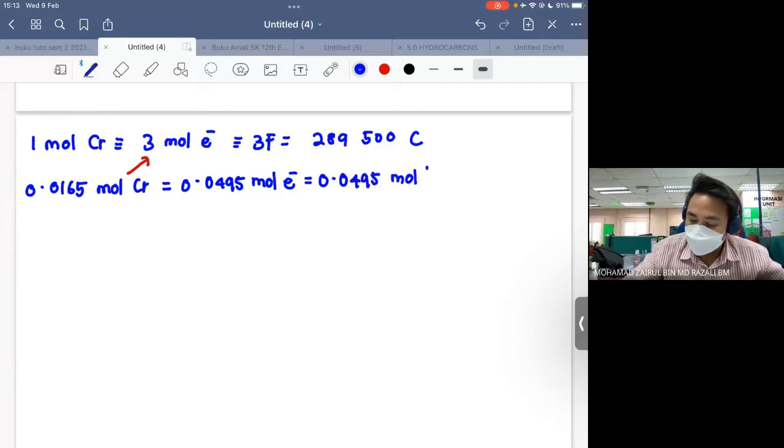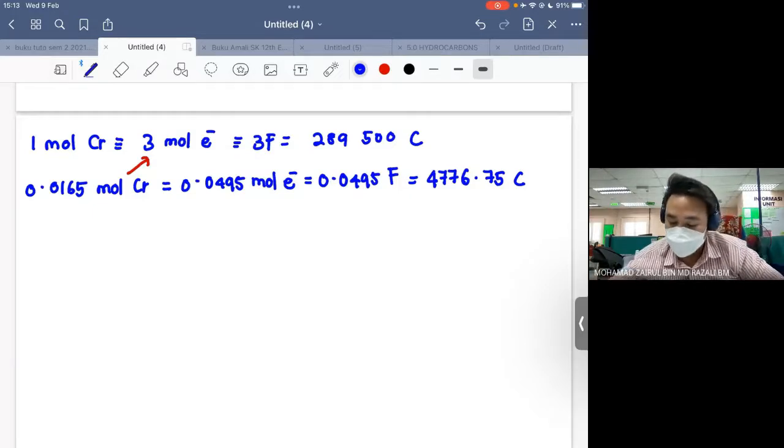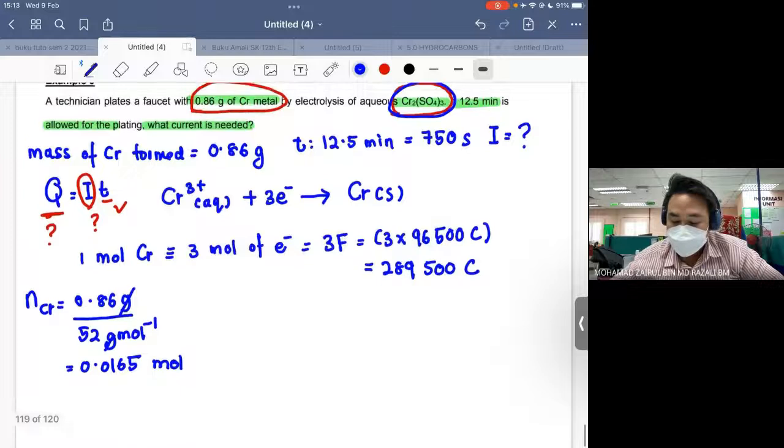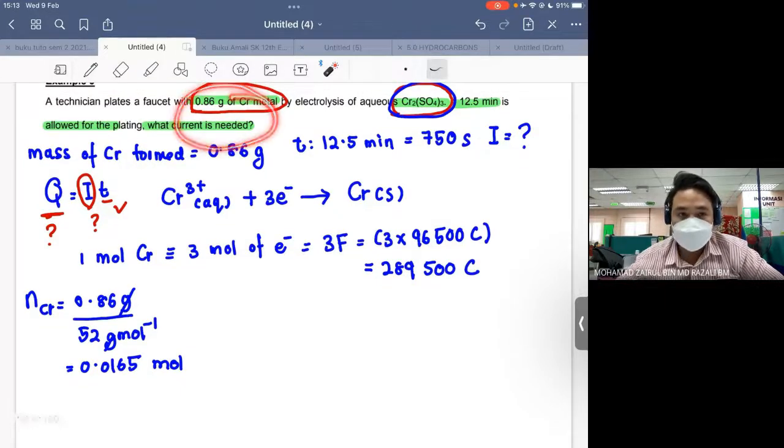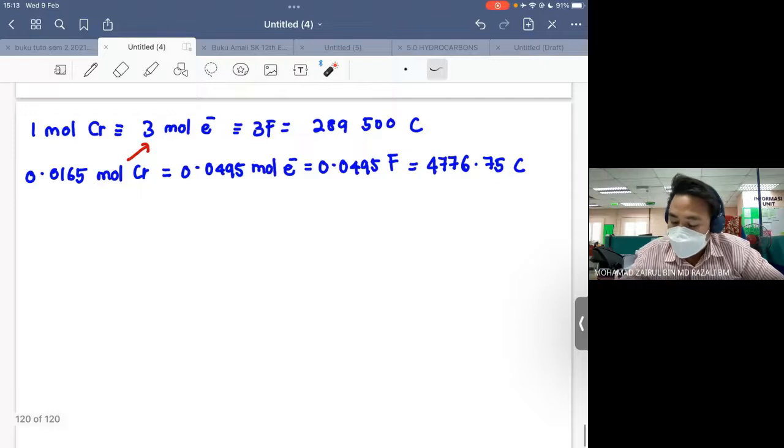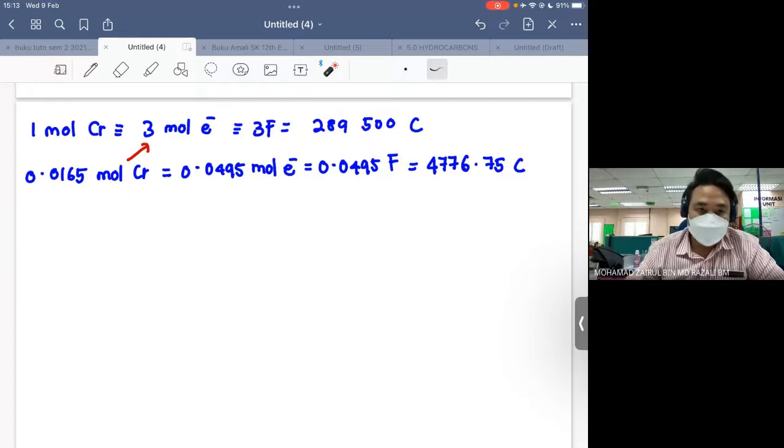Okay, dan 0.0495 mole of electron is equal to 0.0495 Faraday. Dan bersamaan kalau awak kira charge dia, guna ratio ni, so hopefully awak tak ada masalah nak guna ratio, is equal to 4,776.75 coulomb. So maksud dia, in order to produce 0.86 gram of chromium metal from this electrolysis, awak memerlukan 4,776.75 coulomb of charge.